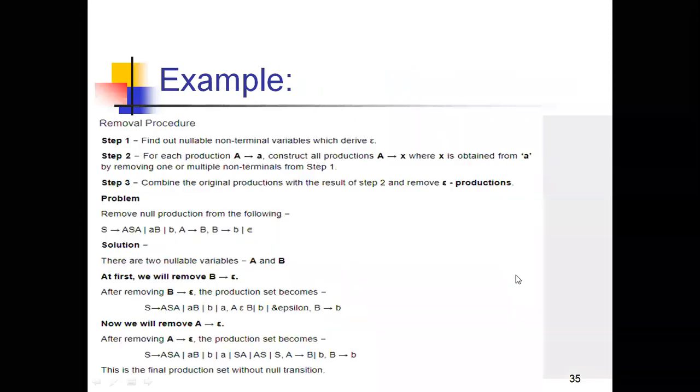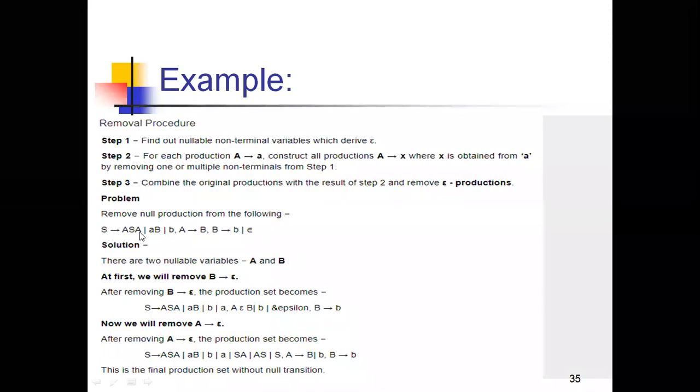And then here we're having an example for the removal procedure, and with these three steps, here it is an example. Now let's see how it was implemented with these three steps. First, you need to check what the given grammar is. Here it is, a given grammar.